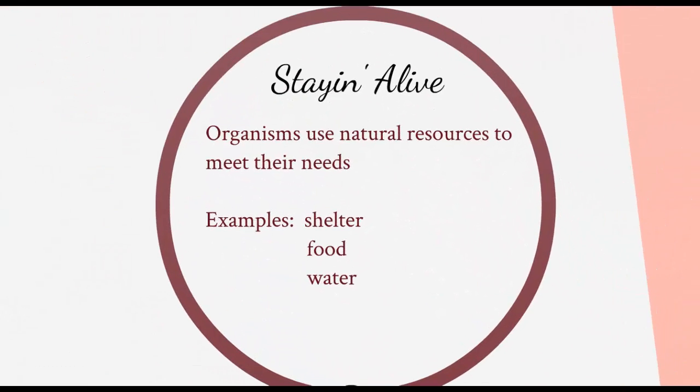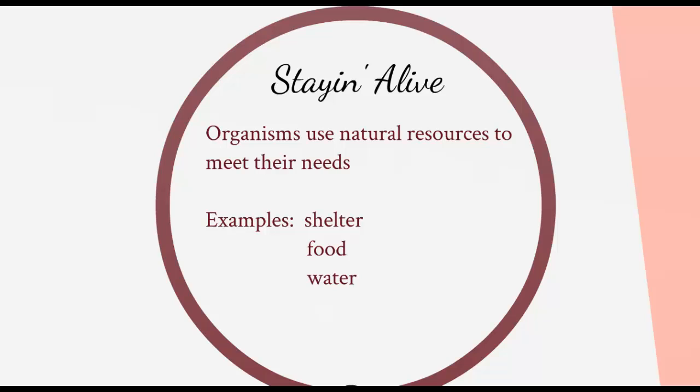Organisms use natural resources to meet their needs. Examples would be shelter, food, and water. If you think about what we use trees for, trees are a great natural resource. They occur naturally. We don't have to do anything. They grow through decomposers breaking down organisms and putting nutrients in the soil, and they grow from water, from the water cycle, and the sunlight, and all those contribute to allow it to grow. But then we use it for shelter. We build homes out of them. Animals might have a home inside a tree.